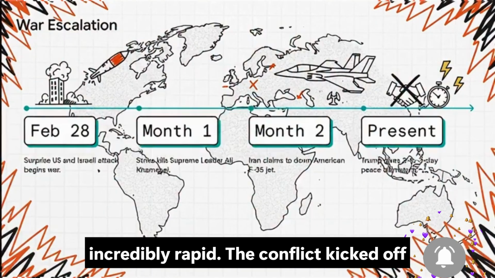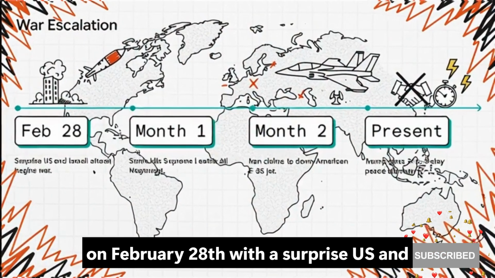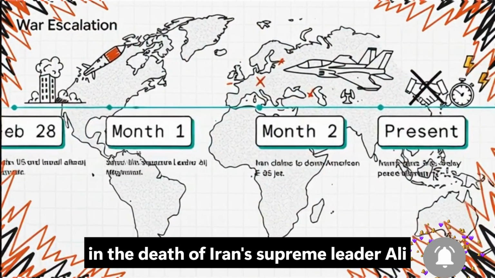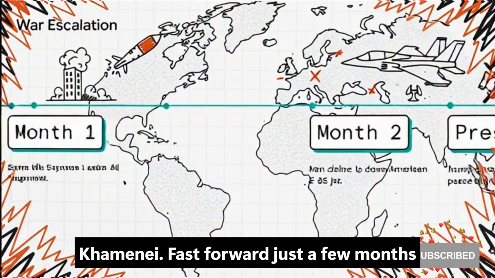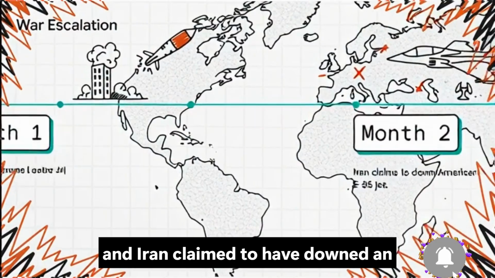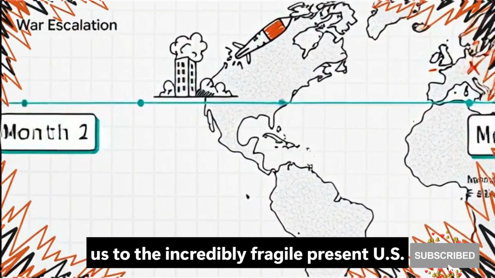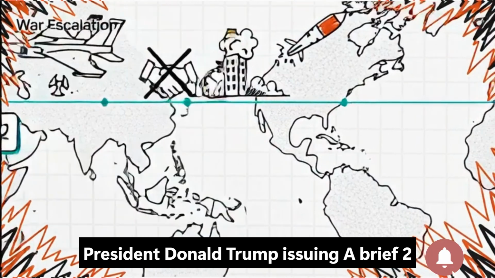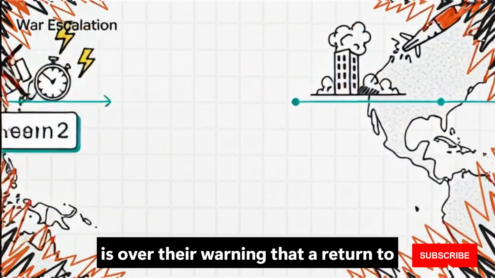The escalation here was incredibly rapid. The conflict kicked off on February 28th with a surprise US and Israeli attack, which actually resulted in the death of Iran's supreme leader, Ali Khamenei. Fast forward just a few months, and Iran claimed to have downed an American F-35 fighter jet. And that brings us to the incredibly fragile present. U.S. President Donald Trump is issuing a brief 2 to 3 day peace ultimatum, while Iran is warning that a return to war will feature many more surprises.